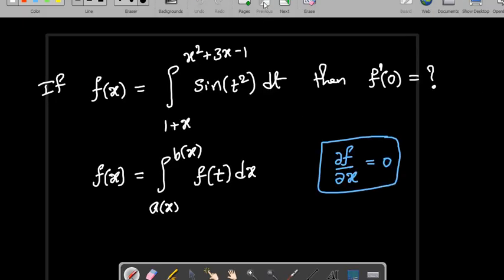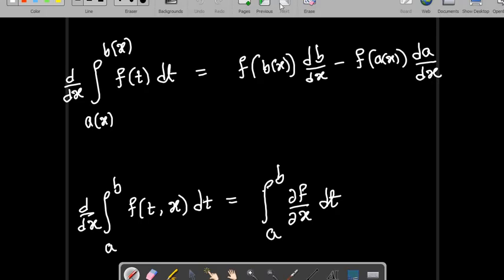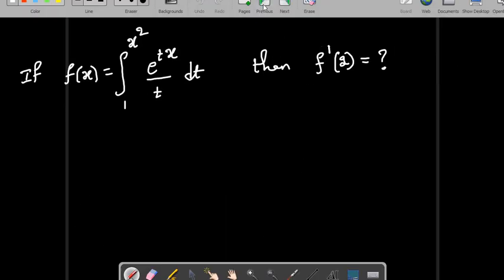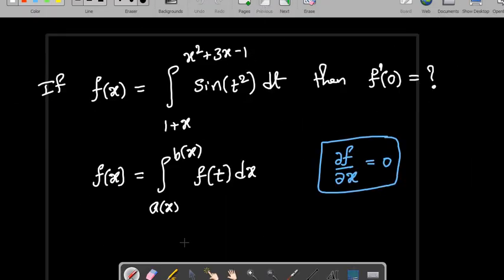So you'll only have these two things, and the formula would be this. I hope you can see it here. When you have the integral from a of x to b of x of f of t dt, its derivative with respect to x will be just f of the upper limit times the derivative of the upper limit, minus f of the lower limit times the derivative of the lower limit. This is the formula we are going to use to evaluate this problem.